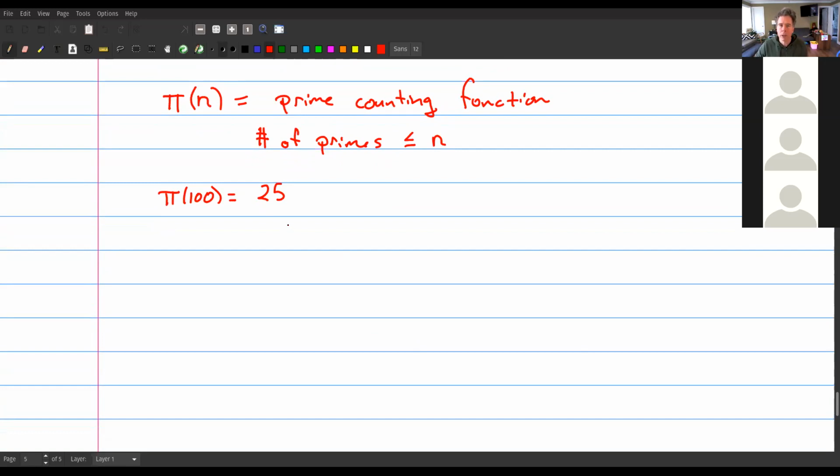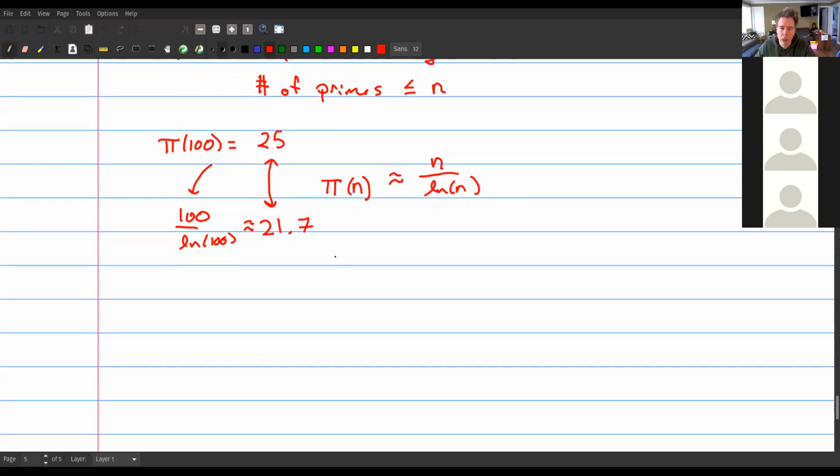It was conjectured by Gauss, one of the greatest mathematicians of all time, that pi of n, the number of primes less than n, was usually about n divided by the natural log of n. To compare that with this value, 100 divided by the natural log of 100 is about equal to 21.7. So it's plausible, 21.7 is pretty close to 25. And this approximation just gets better and better as you encounter bigger and bigger numbers.